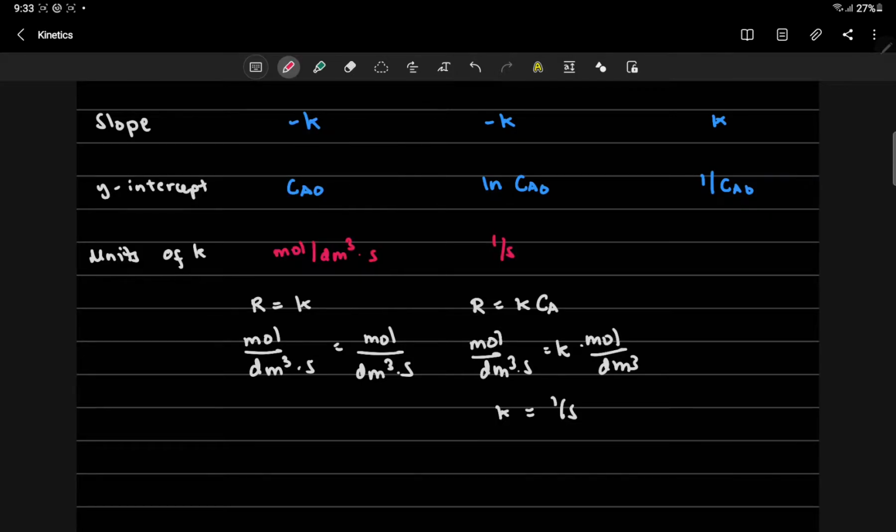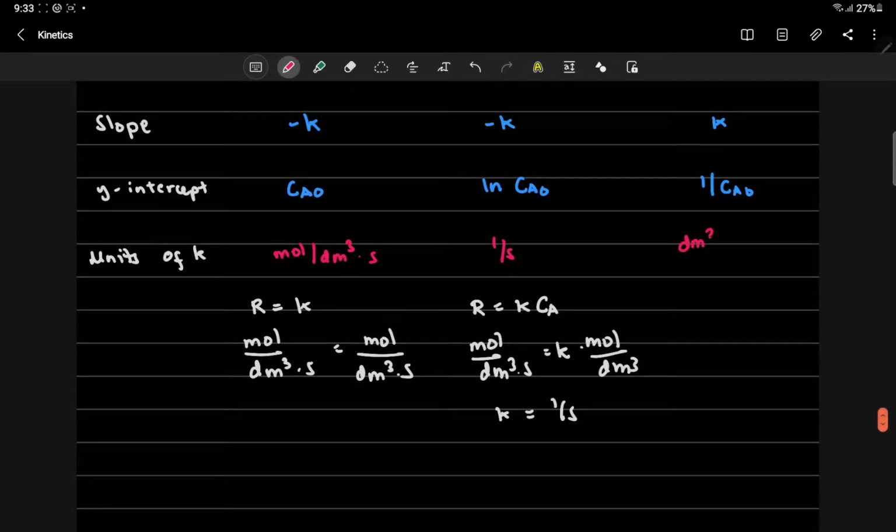And similarly, you will be able to obtain the unit for K for a second order reaction, and that will be cubic decimeter per mole second.